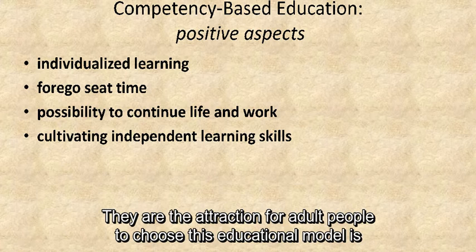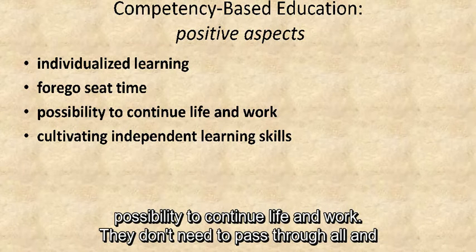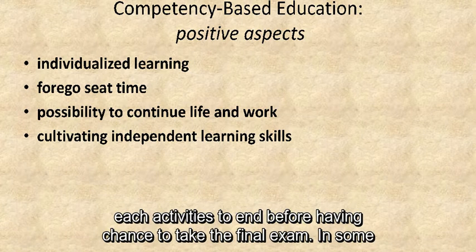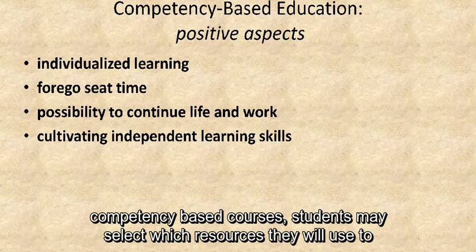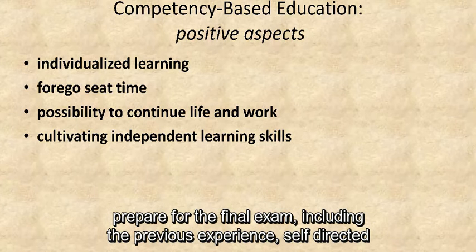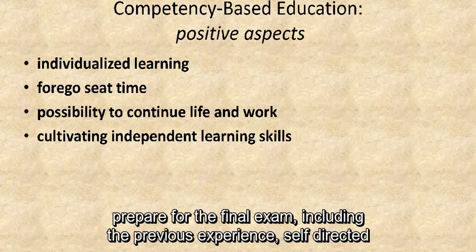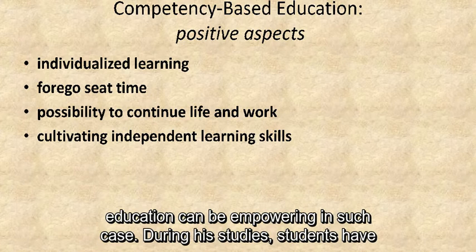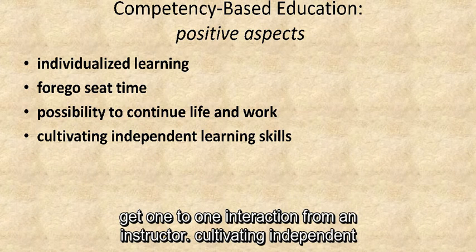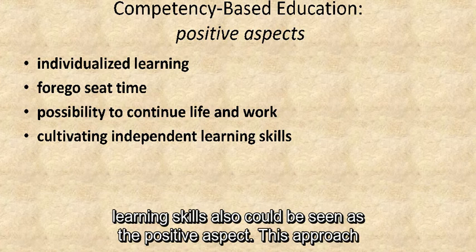The other attraction for adult people to choose this education model is the possibility to continue life and work. They don't need to pass through each and every activity to the end before having a chance to take the final exam. In some competency-based courses, students may select which resources they will use to prepare for the final exam, including their previous experience. Self-directed education can be empowering in such a case. During his studies, a student often gets one-to-one interaction from an instructor. Cultivating independent learning skills could also be seen as a positive aspect.